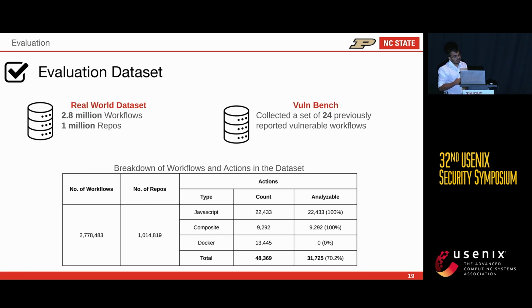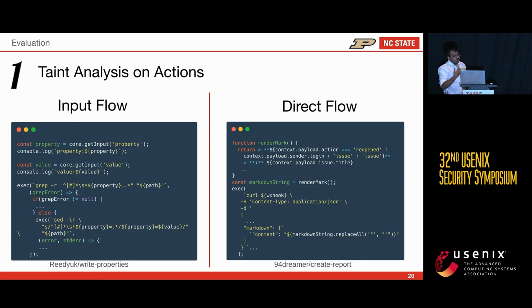As you can see, among these, there are around 48,000 actions, out of which we were able to analyze around 70%. Now, when we talk about taint analysis on actions, we can classify them as two types. The first type is input flow, where the input originates from the workflow. It gets the input from the workflow, and it flows into a sink inside the action. Direct flow is where the taint originates from the action. It directly accesses the API parameters, and it flows to a sink inside the workflow.